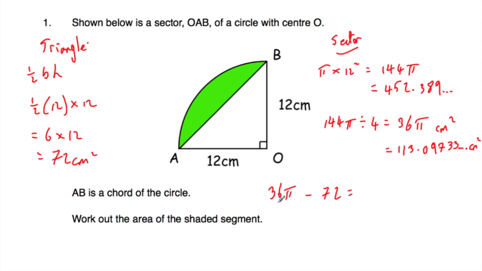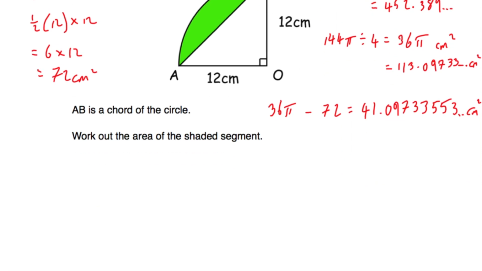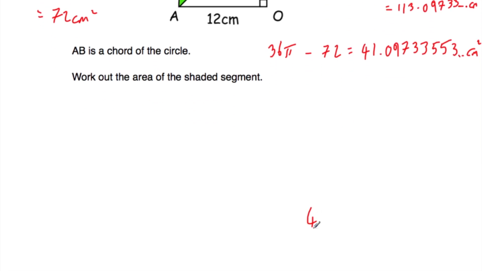So whenever we do 36 pi, take away 72, that's equal to 41.097335553 and so on centimeters squared, and that's the area of this segment. Now at this point we could have done 113.09733 and so on, take away 72, and we get the same answer, and that's it. So let's write our answer down. The answer is equal to 41.097 centimeters squared to 3 decimal places, and that's it.